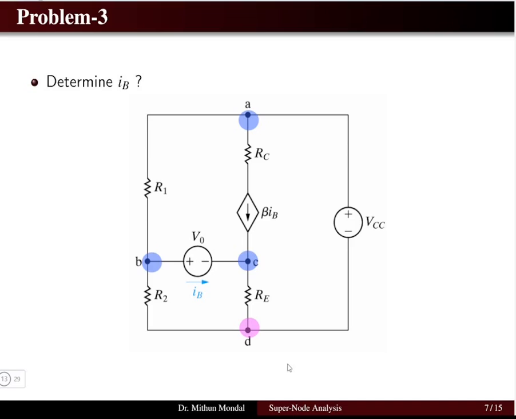Problem three. In this problem, we have taken the circuit of an amplifier and we want to determine the current IB. IB is the current due to the voltage source present between node B and node C. So obviously this is a supernode problem because you have a voltage source present between two nodes. The other node that we have is node A, and node D can be treated as the reference node, which is at 0 volt.